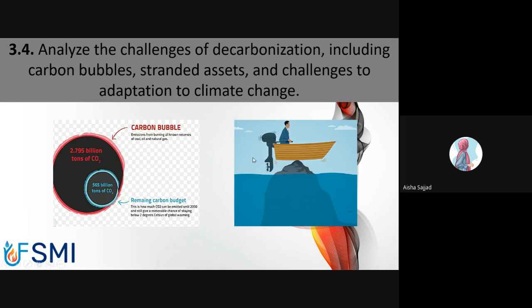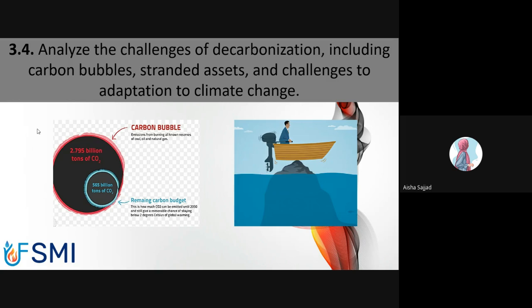One of these is called a carbon bubble. As shown in the picture, the red bubble shows a carbon bubble and the blue bubble shows the safe carbon budget that you have. For example, an organization says that I have a plan, I want to invest in non-renewable resources of energy such as coal, oil, and natural gas, and it has already invested in these, and it thinks that I will be producing energy based on these non-renewable resources of energy, and then about 2.795 billion tons of carbon dioxide will be produced. This is basically an estimate that can be made based on how much investment in coal, oil, and natural gas that organization has made.